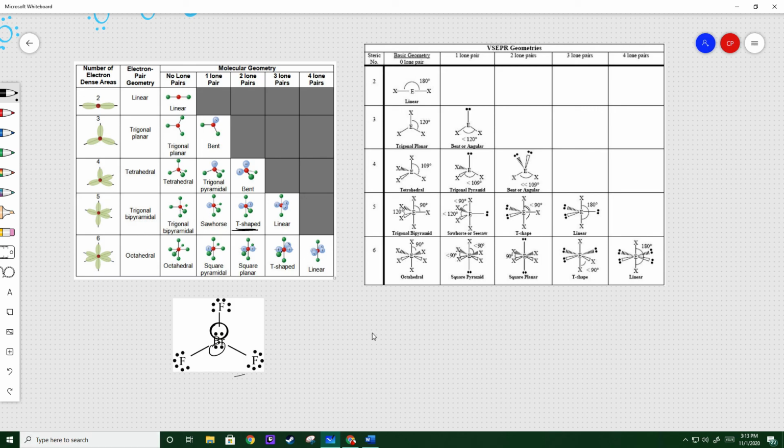Like for oxygen, water, we have 4 electron domains, so 1, 2, 3, 4. And then we have 2 lone pairs, and that's why it is bent. So it's just really looking at this, and during the test, I'll have this available on the screen for those that need it, or you can look at this or get one and put it into your notebook.